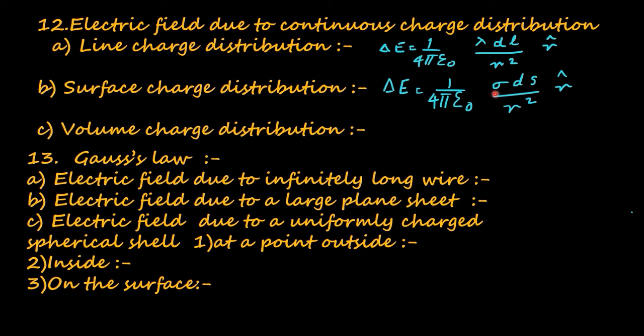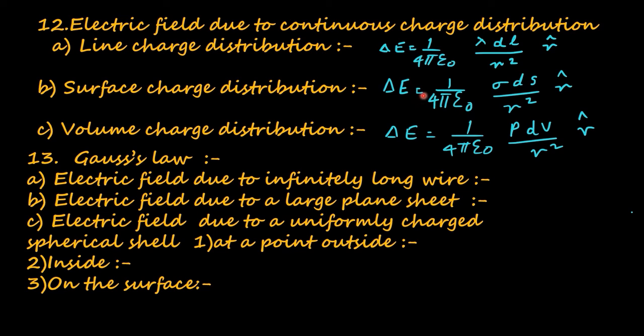This sigma is surface charge density. ds is a small area element. Similarly, dl is a small length. Now, volume charge distribution. Delta E is equal to 1 by 4 pi epsilon naught rho dV by r square into r cap. This rho is volume charge density. dV is a small volume. For the three cases above, for the whole length, whole surface and whole volume, we have to integrate delta E, the electric field, for each segment.